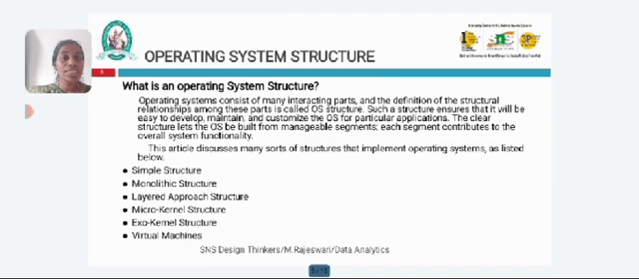This article discusses many types of structures that implement an operating system, as listed below. The types of structure of OS are simple structure, monolithic structure, layered approach structure, microkernel structure, exokernel structure, then virtual machines.